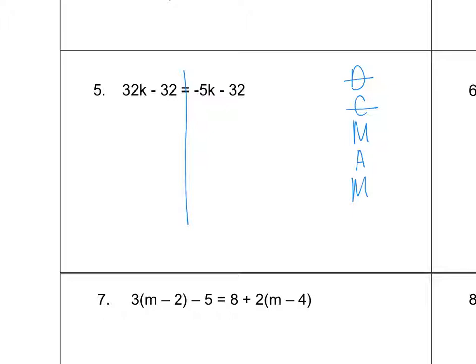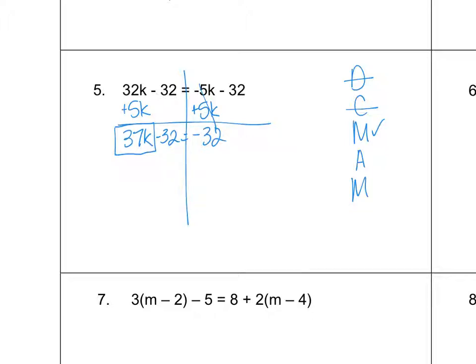Yes, I do. So from here, I'm going to pick on the little guy. I have 32k and negative 5k. So I'm going to pick on negative 5k and add 5k to each side. 32k plus 5k gives me 37k, and I'm going to bring everything else down. And from here, we can box our variables because now we have just one single variable.